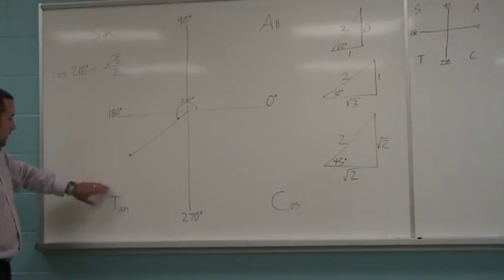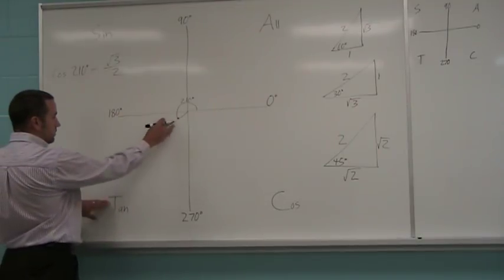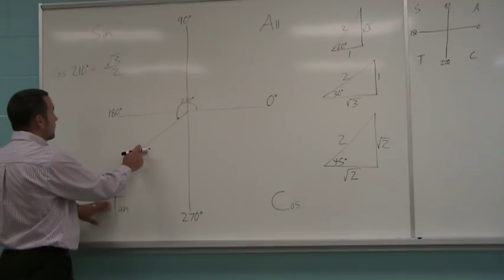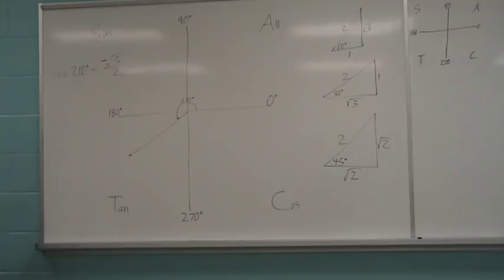So this quadrant has tan in it. That means that only tan angles are positive in this quadrant. So my angle is a cos, not a tan, so that means it has to be negative. So it's negative square root 3 over 2. And that's it. We're done. And now we know the value of cos of 210. Let's look at another one.